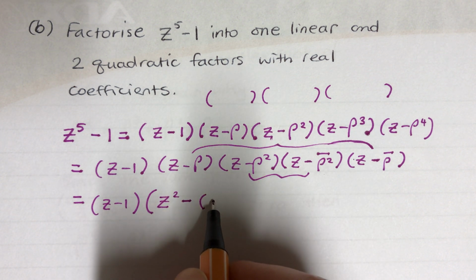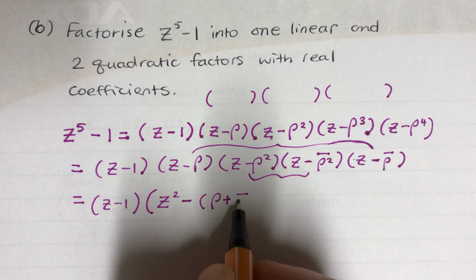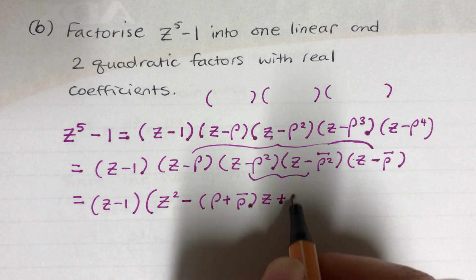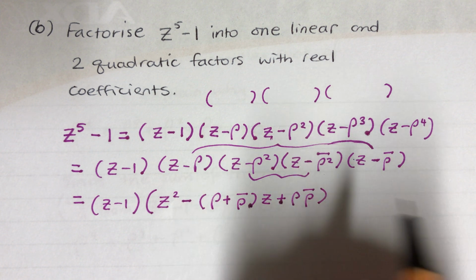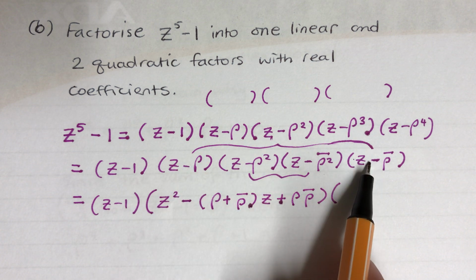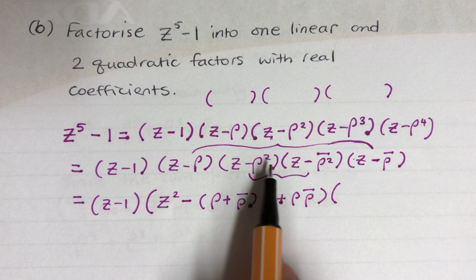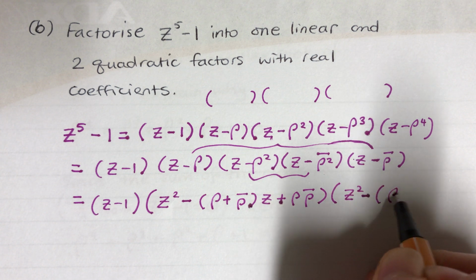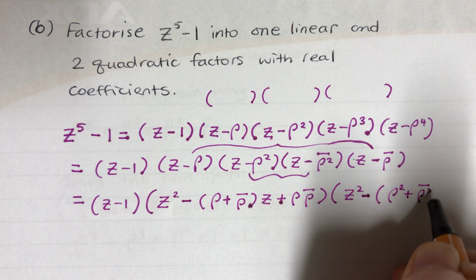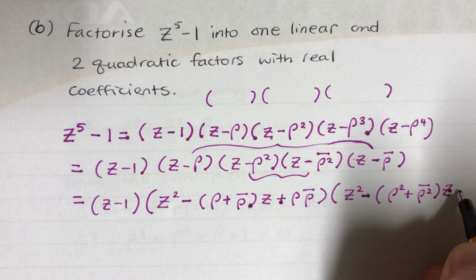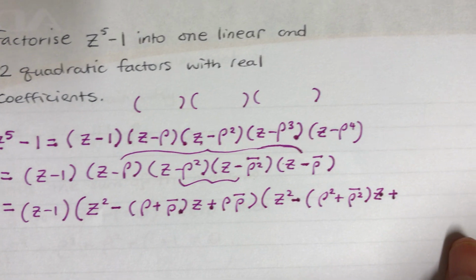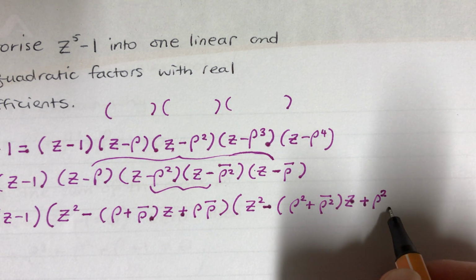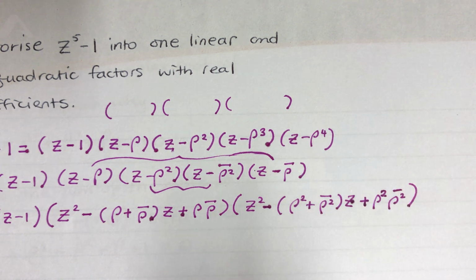The sum will be rho plus its conjugate. And then I'll multiply the product of the roots. So that's these two together here. And I'm going to just multiply that one together now. Minus rho squared plus the conjugate of rho squared z plus, oops, can't see, okay.